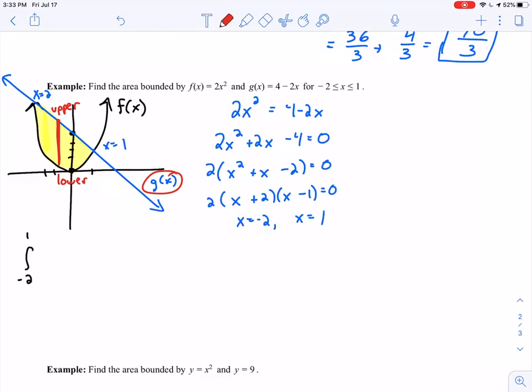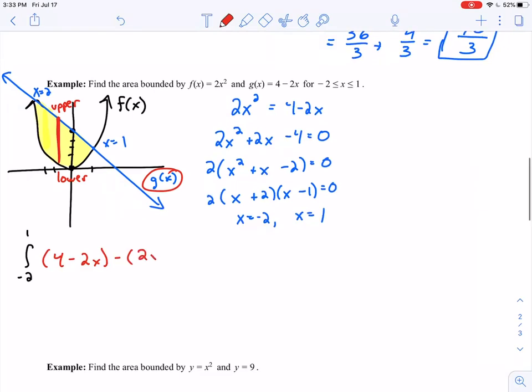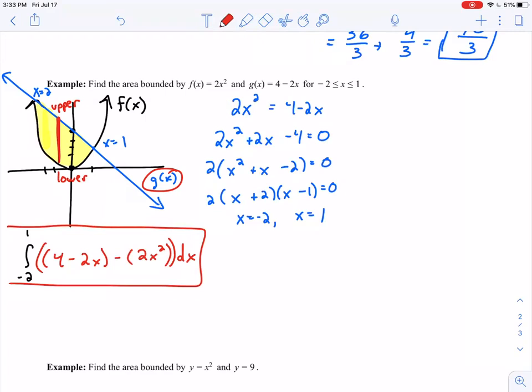So my upper curve is g of x. I'm going to have 4 minus 2x minus my lower curve, which is f of x, that is 2x squared, dx. So this is the definite integral that I'm trying to evaluate from here on out. So let's see if we can do that.